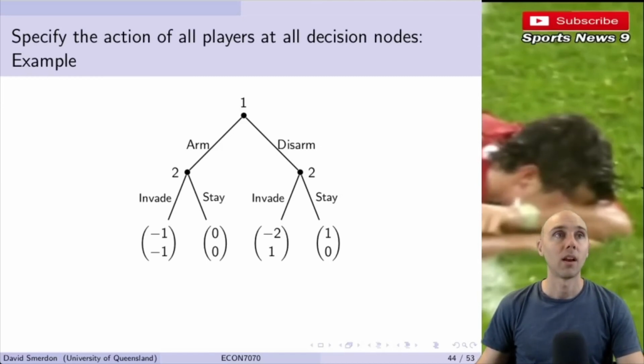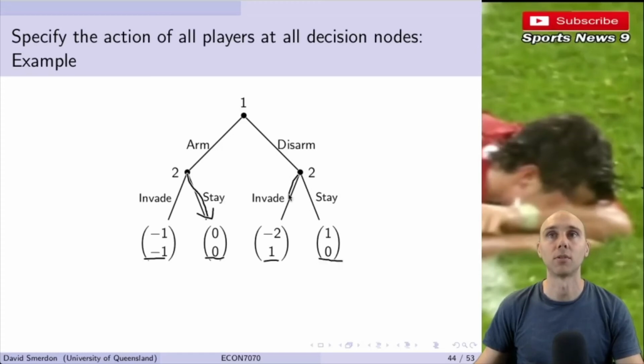Well, let's start at each of the last decision nodes. So not terminal nodes, but the last decision nodes. So for player 2, if player 1 does arm, player 2 can choose between invade and stay. Stay, or not invade, I should say. So not invading is better than invading. So player 2 is going to choose to stay. And over here, player 2 is going to choose to invade because 1 beats 0.